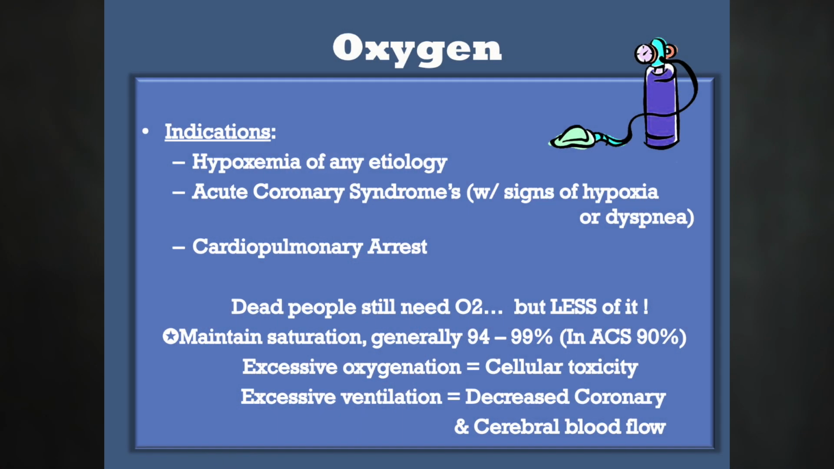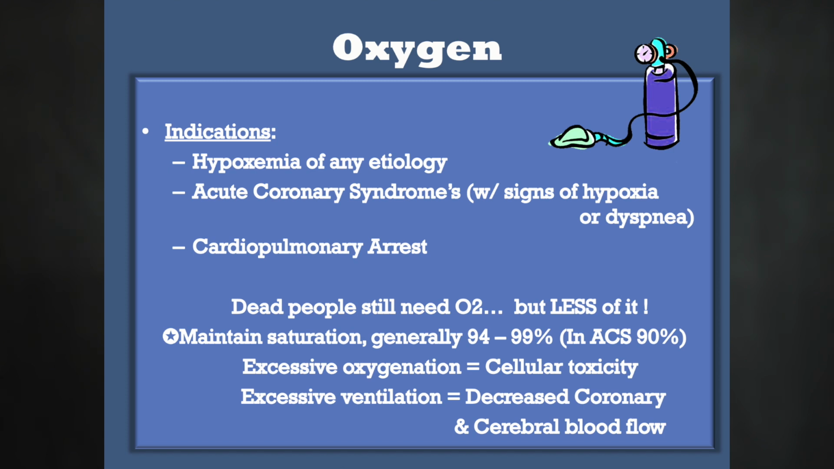So the first one we'll look at is oxygen. No great revelation that people in cardiac arrest need some oxygen, or people having a cardiac event. However, what we've learned over the past several years is they probably don't need as much as we used to think they did, or even as much as we used to give them. And in some cases, they don't need any.